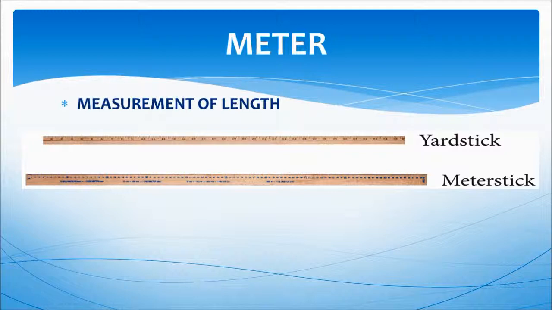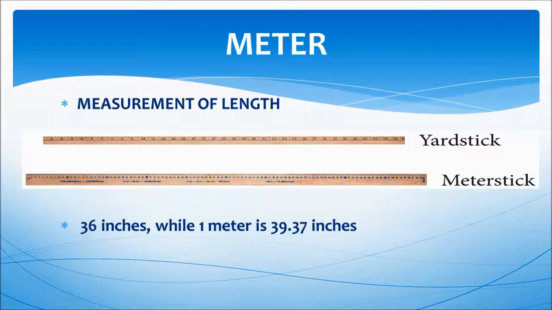A lot of you, if you are in the United States, would be familiar with the yardstick, which is used to measure. In comparison, using the metric system, we use the meter stick, which is slightly longer than a yardstick and is equivalent to 39.37 inches in comparison to 36 inches when you are using the English system. Here in this class, we will always measure length with meters or kilometers, which is 1,000 times a meter.